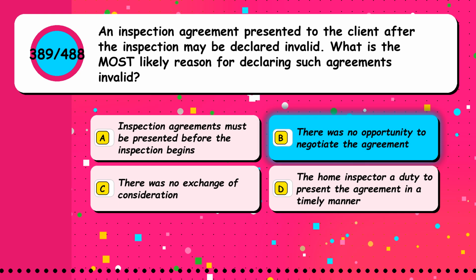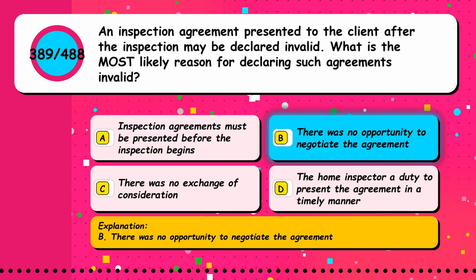The correct answer is option B, there was no opportunity to negotiate the agreement. B. There was no opportunity to negotiate the agreement.